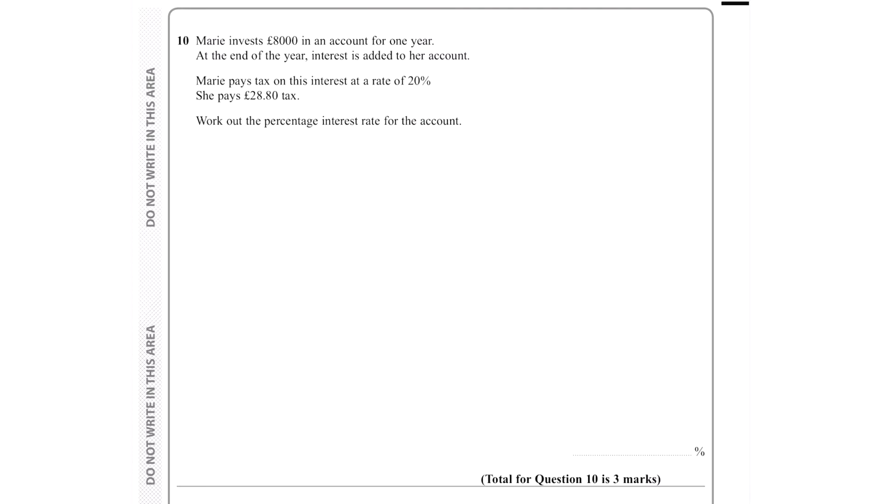So with question 10, Marie invests £8,000 in an account for 1 year. So we know she's invested £8,000. She pays tax on the interest of 20%. So we know there's some sort of interest that's being put on it. And she's paid on this interest 20% tax, which is £28.80.